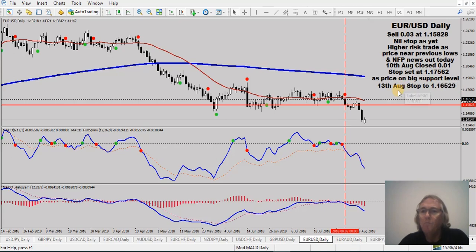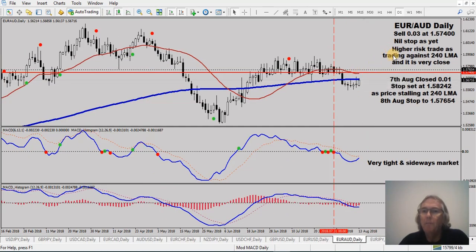Euro was in a sell, close one, stop in place now above there. I don't think I can lose on that trade overall, but it just didn't take off like I thought it would. So it's gone back to the 240 LMA. Still profitable. Euro yen in a sell back here. Closed half already, and it's going down nicely. Stop just above the point of entry. Again, I can move my stop down, so looking good there.